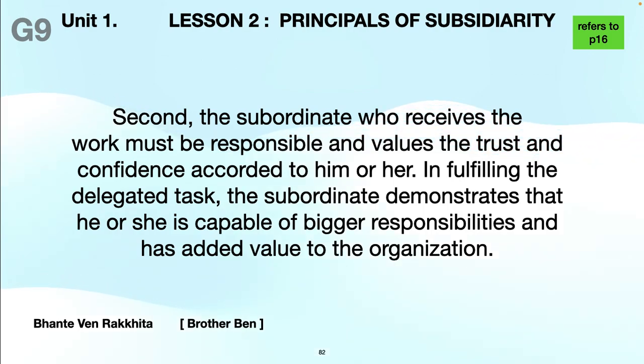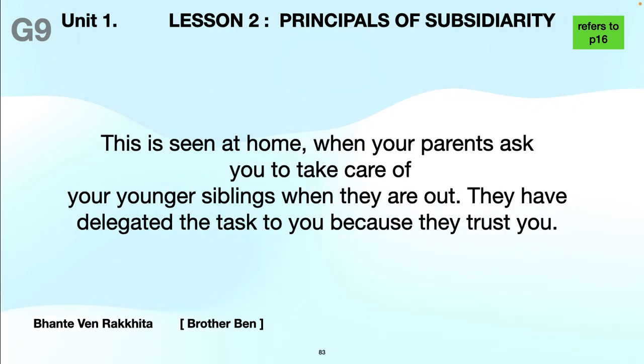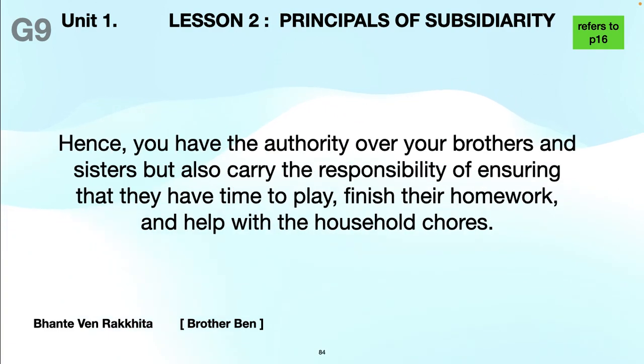This is seen at home when your parents ask you to take care of your younger siblings when they are out. They have delegated the task to you because they trust you. Hence, you have the authority over your brothers and sisters, but also carry the responsibility of ensuring that they have time to play, finish their homework, and help with the household chores.